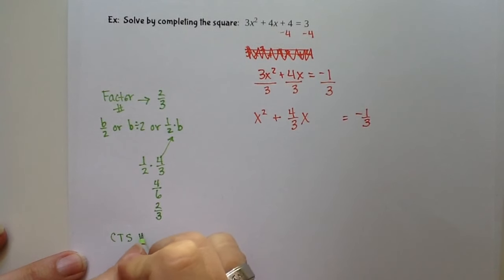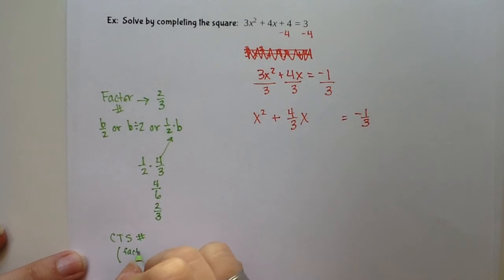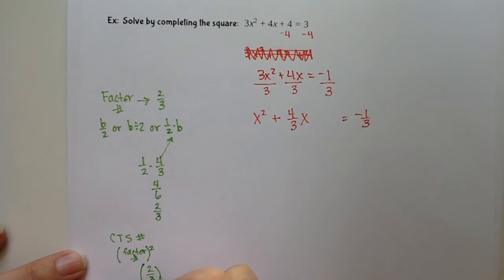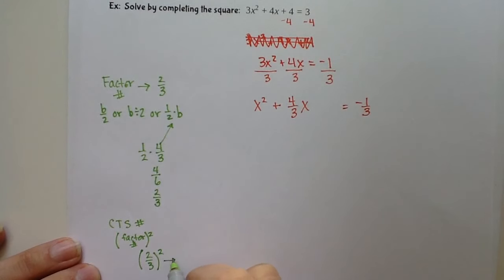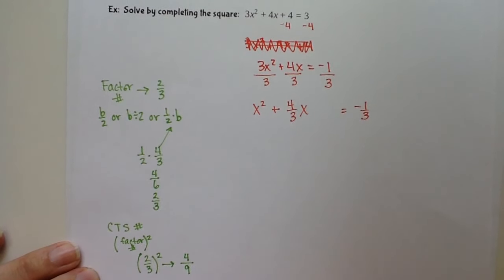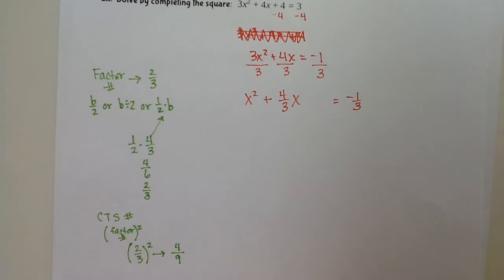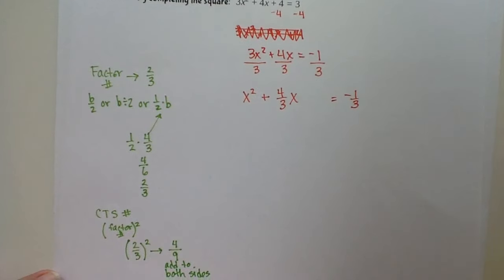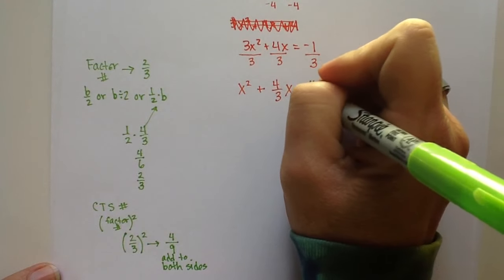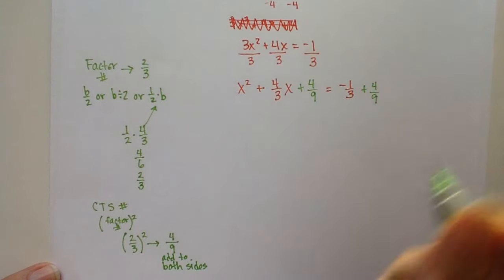My completing the square number, what I do is I take my factoring number that I just got and I square it. So I'm going to take my 2/3 and square it, which means I'm taking 2 times 2, which is 4, and 3 times 3, which is 9. So my completing the square number is 4/9. That's the number that I'm going to add to both sides. So I will add 4/9 here and add 4/9 there.